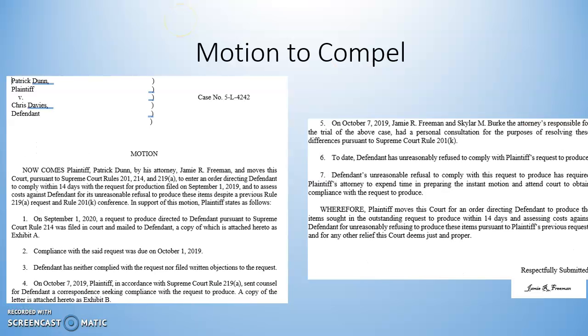And then here is my motion to compel, where we're asking Chris Davies to comply with what we're asking. So here we're asking for the defendant to comply with what we're asking within 2 weeks. He has to produce the documents that we're asking for.